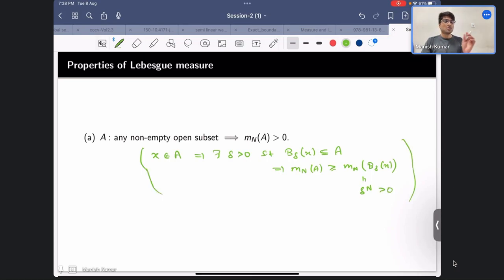So if there is some open subset, then the measure will always be strictly greater than 0, because if it is open, that means it contains some interval inside it, and because the interval has positive length, by subadditivity the measure of the set will be greater than 0.